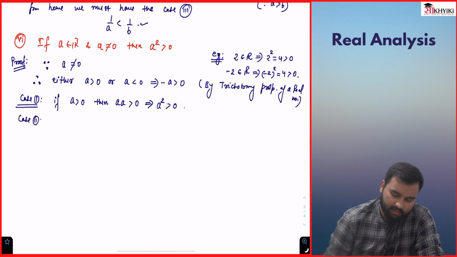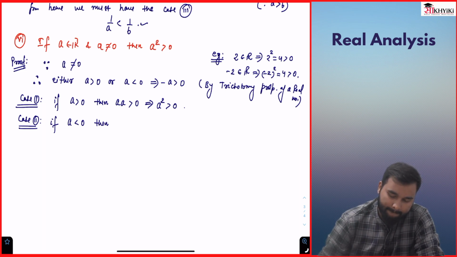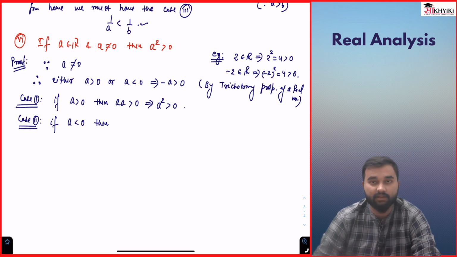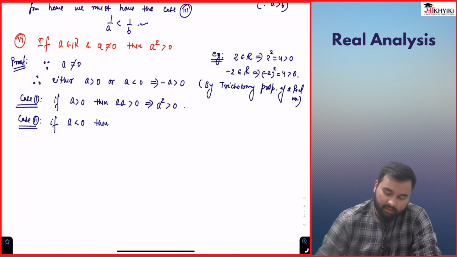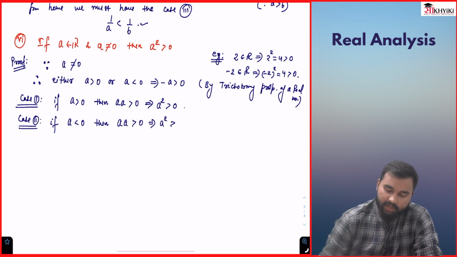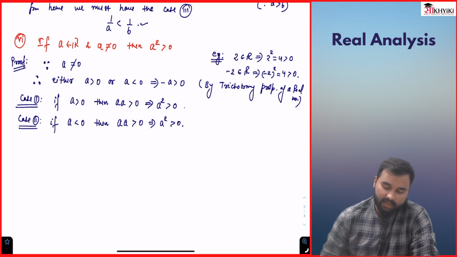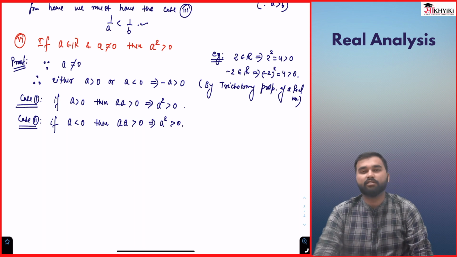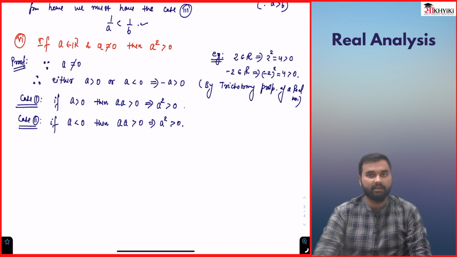Case second, if A is a negative real number, then again multiply this inequality, A is less than 0, with A. Here A is a negative real number, so the inequality gets reversed. And from here we have A square must be greater than 0. So from both the cases, if A is a non-zero real number, then its square must be greater than 0.